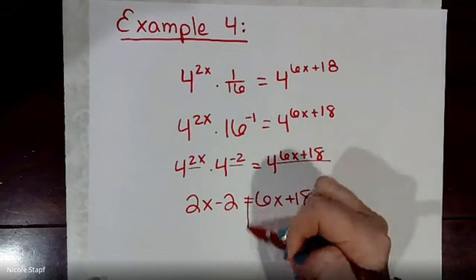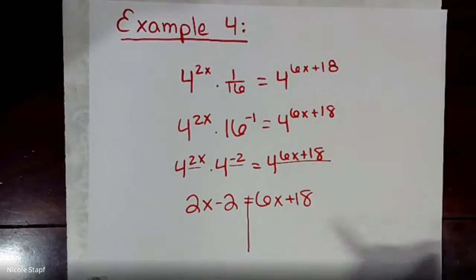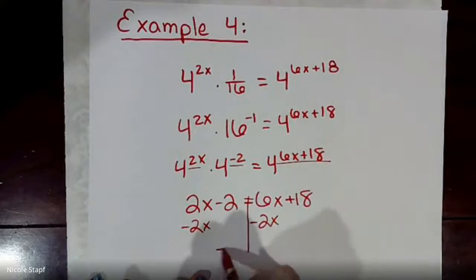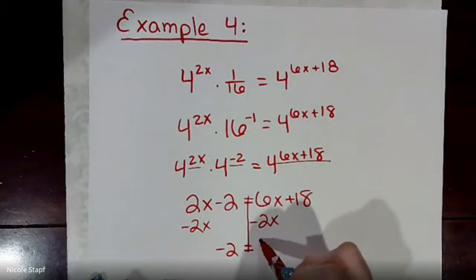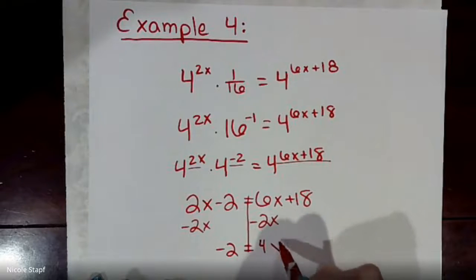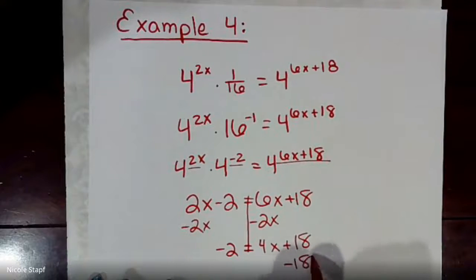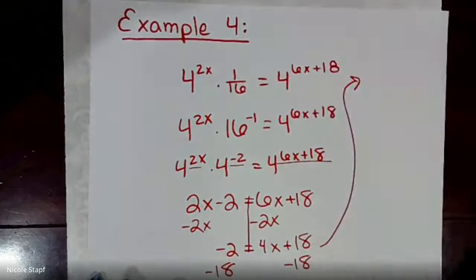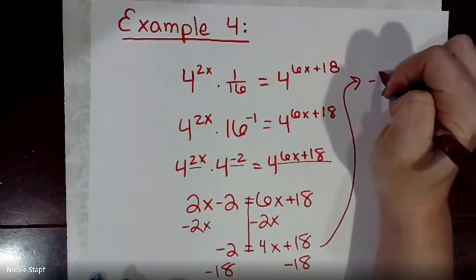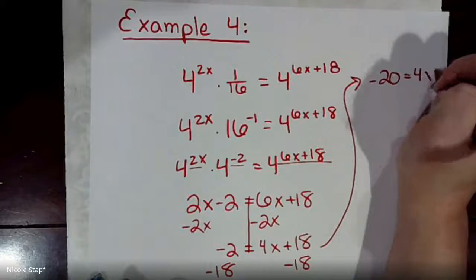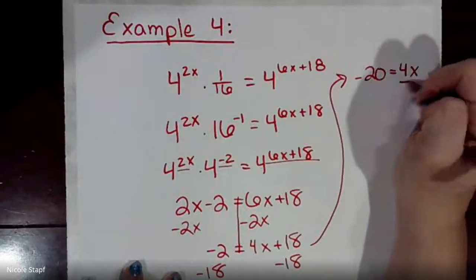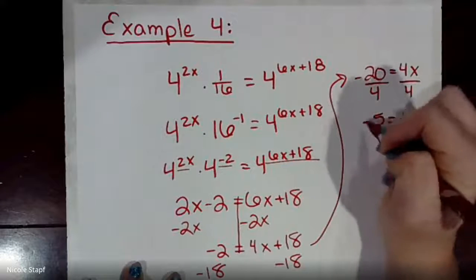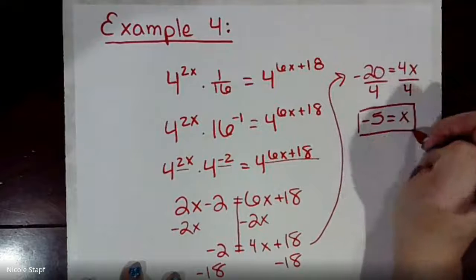All right, now we've reduced this. This is a very basic Algebra 1 problem. Subtract 2x on both sides. -2 equals 4x plus 18. Subtract 18 on both sides. I'm going to have to move my problem up here. I apologize. I end up with -20 equals 4x. I'm going to divide by 4 on both sides. x equals -5 is our final answer here.